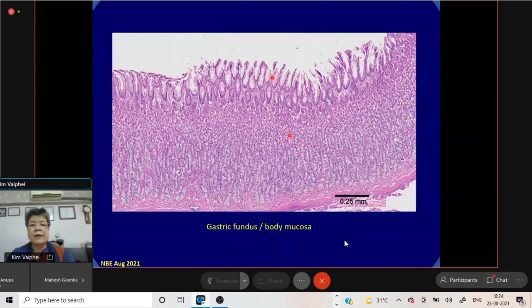Now this is a low power microphotograph of a body or fundic mucosa. As we already saw in the pictorial diagram, one has the foveolae or the pits, and then the isthmus and the neck would be somewhere here, and then the parietal cells and the chief cells in the deeper part. The staining character is slightly different. The parietal cells are more pinkish, the chief cells are slightly more bluish or amphophilic. It's not really basophilic, but amphophilic.